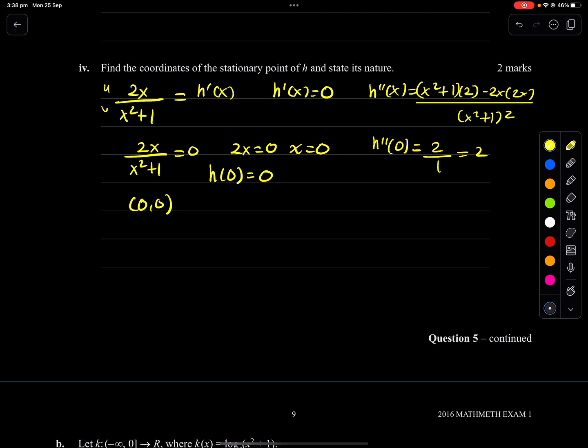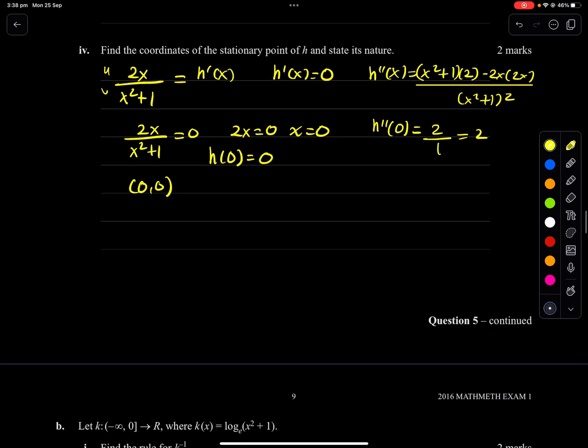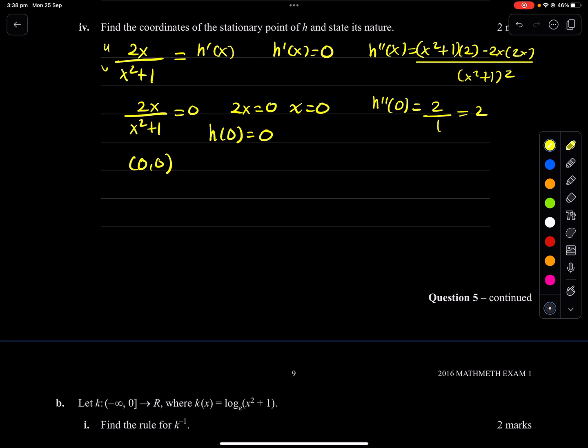If your double derivative is greater than 0, a positive number, it means a local minimum occurs. If it was negative, like say -2, a maximum occurs. If it's equal to 0, then that's a stationary point of inflection. But here it's a positive value, meaning that it's a minimum value. So we can say that the coordinate 0, 0 is actually a local minimum.